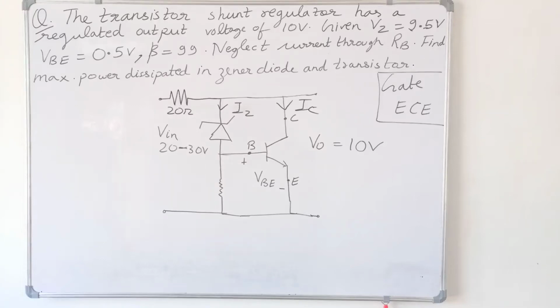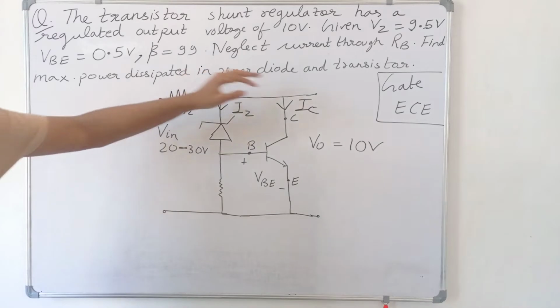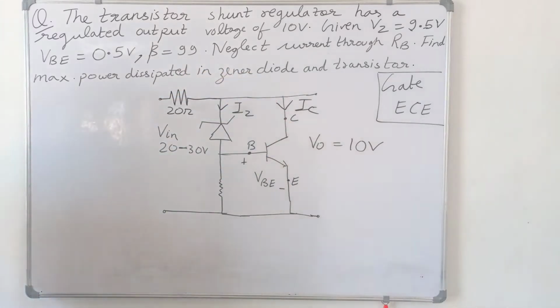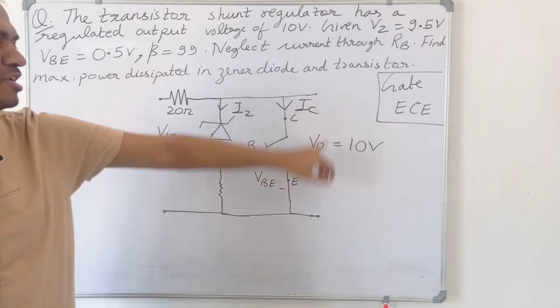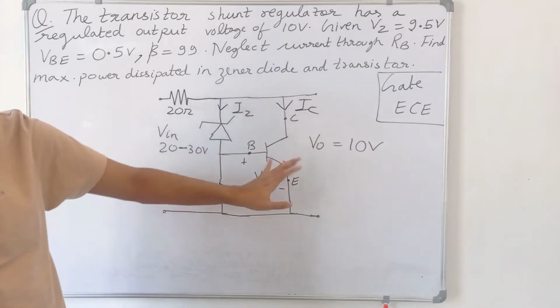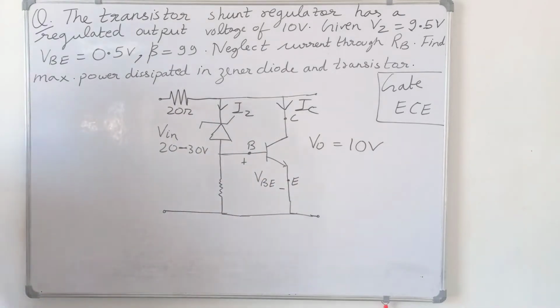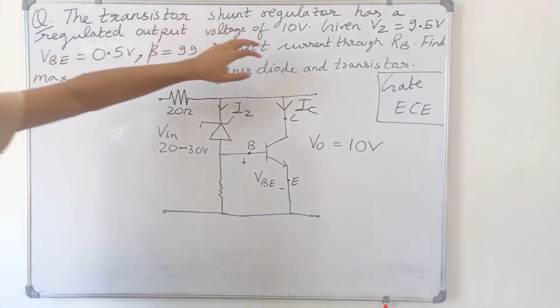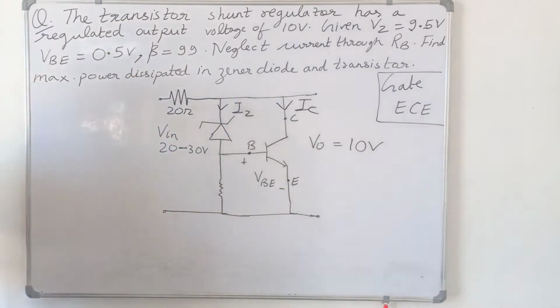We are solving a question from the GATE exam from electronics. This circuit is a shunt regulator. It is a transistor shunt regulator, so the output regulated voltage is in parallel across this transistor, and the output regulated voltage value is also given as 10 volt. So V naught is equal to 10 volt.